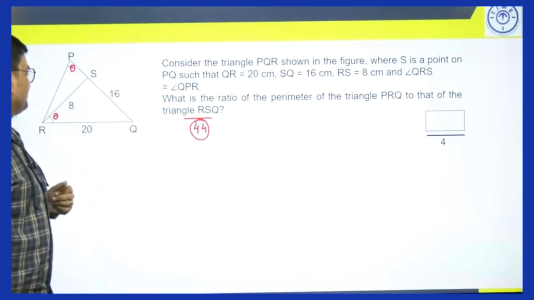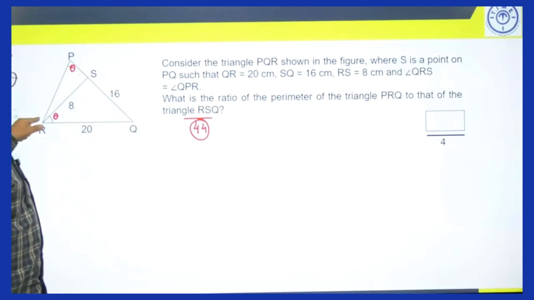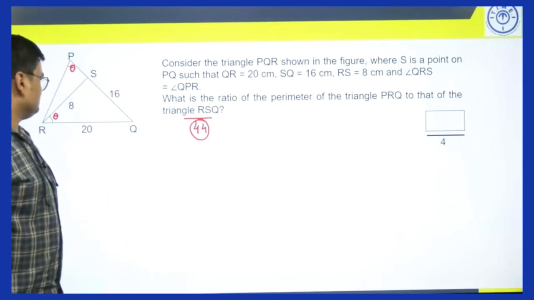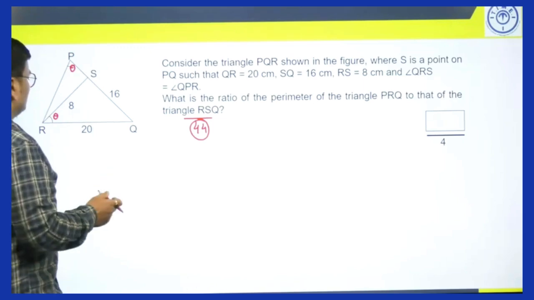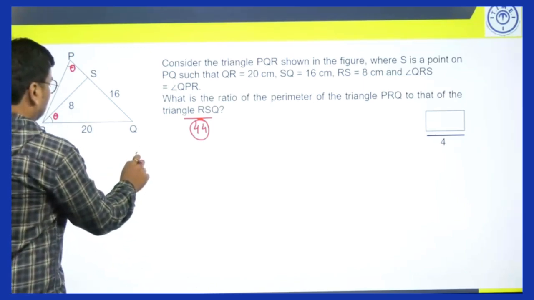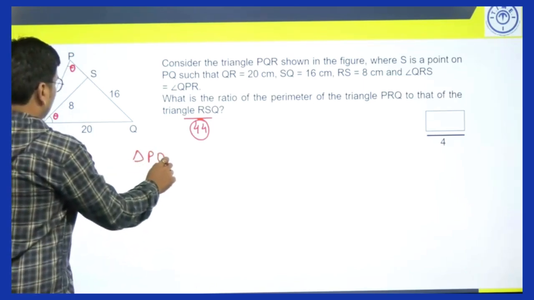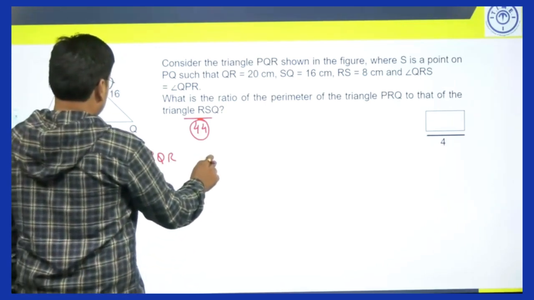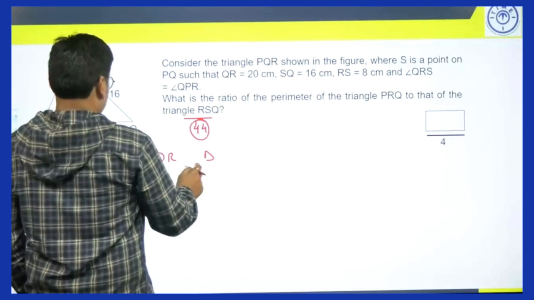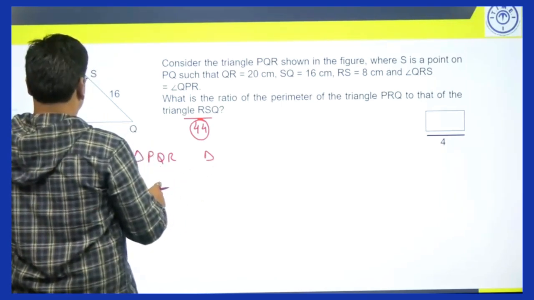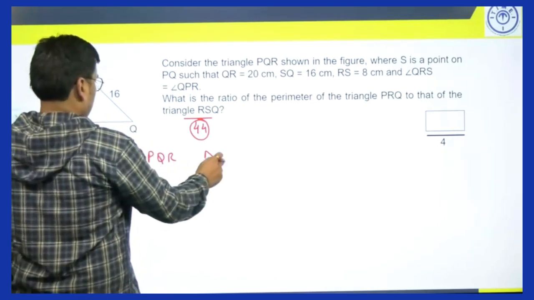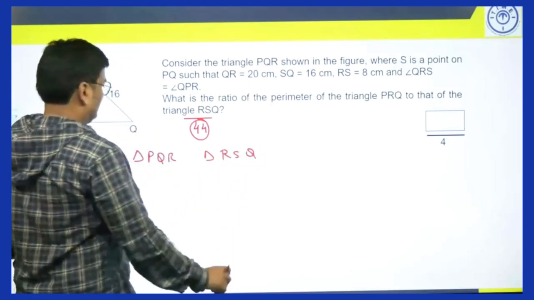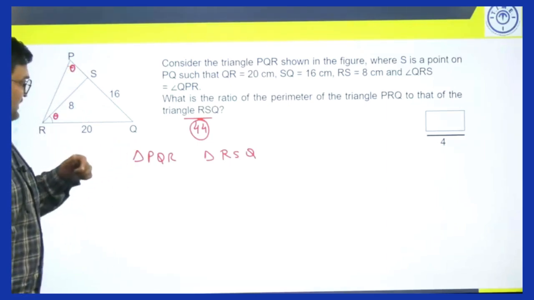How we can do it is, basically we have to find the side lengths PR and PS, and my job is done. Let's use similarity here. Notice the following triangles: triangle PQR, and consider the triangle RSQ. Look at these two triangles.